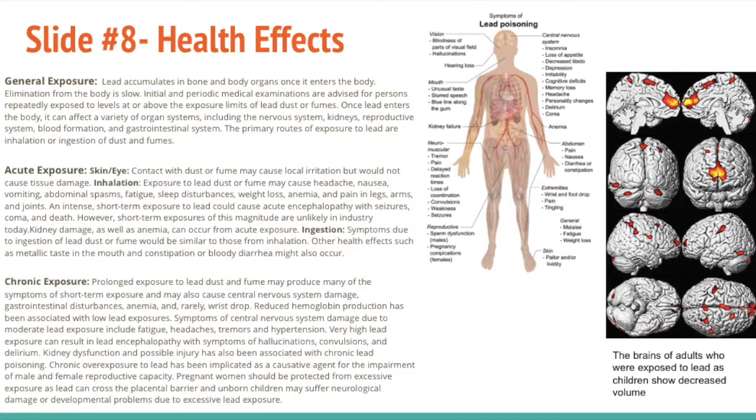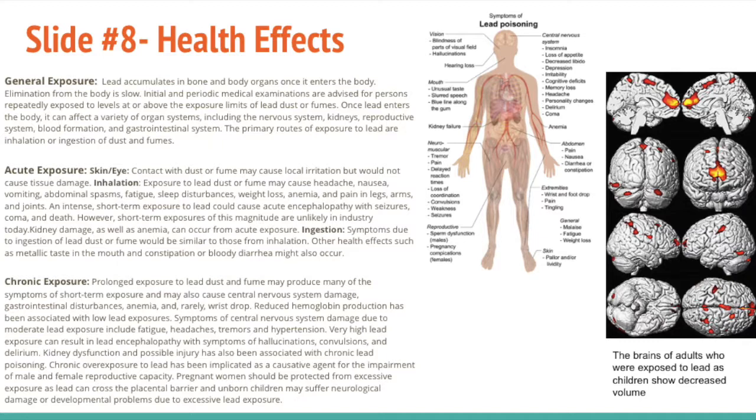Acute exposure. Acute exposure to the skin or eye. Contact with dust or fume may cause local irritation but would not cause tissue damage. Inhalation. Exposure to lead dust or fume may cause headache, nausea, vomiting, abdominal spasms, fatigue, sleep disturbances, weight loss, anemia, and pain in legs, arms, and joints.